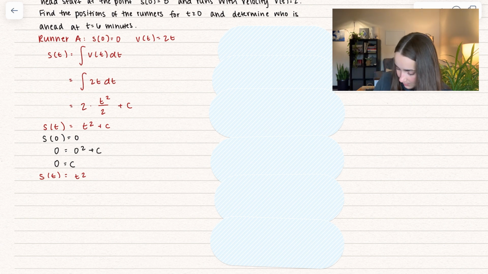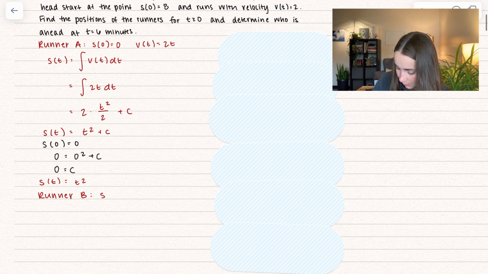Let's go ahead and find runner B. Let's write down their important pieces of information. We have s of 0, so their starting position is equal to 8. And we also have their velocity function is just equal to 2. So again, we're going to go ahead and find the position by integrating the velocity, 2, in terms of time.